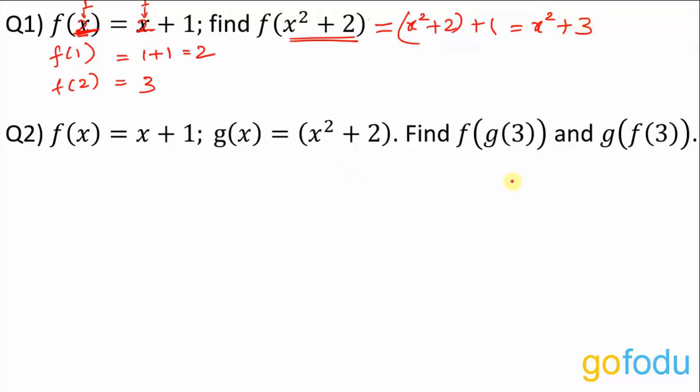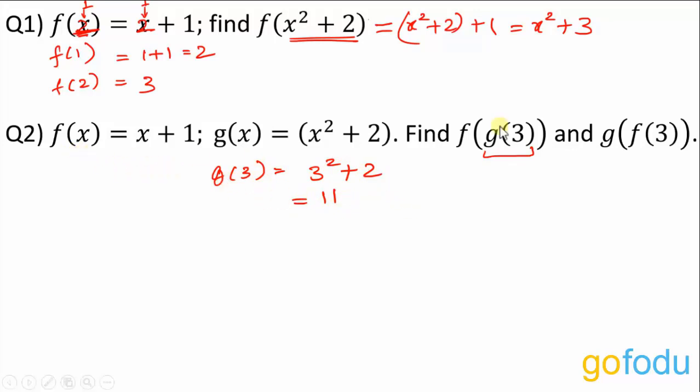Next question. f(x) is x plus 1, g(x) is x square plus 2. We have to find f of g of 3 and g of f of 3. For f of g of 3, we'll start with the innermost bracket, g of 3. For g of 3, we'll put 3 in place of x. g of 3 will be 3 square plus 2, that is 11.